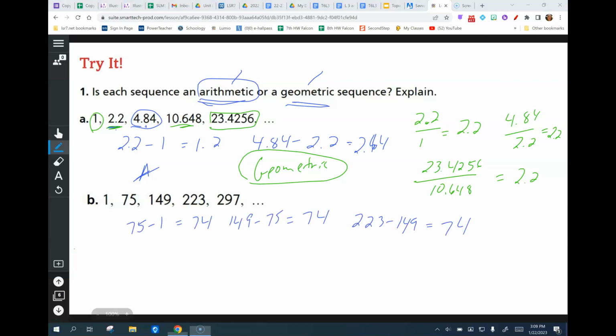So you found on this one that there was a common difference every time when you subtracted: 75 minus 1 is 74. We could have kept going, but it's going to give us 74. So this one is arithmetic. That's all there is to that, okay?